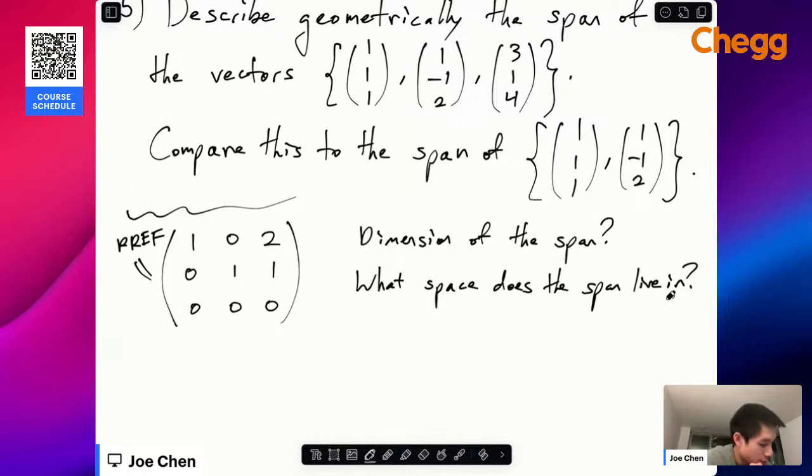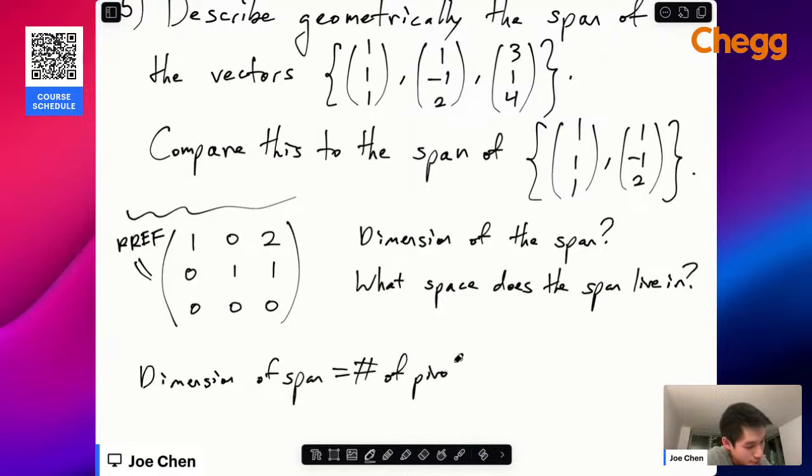So let me go over the solution for this now. If you look at the dimension of the span, the dimension of the span is the number of pivots here. So dimension of span equals the number of pivots. In this case, it is 2. So actually here, it's also a plane.